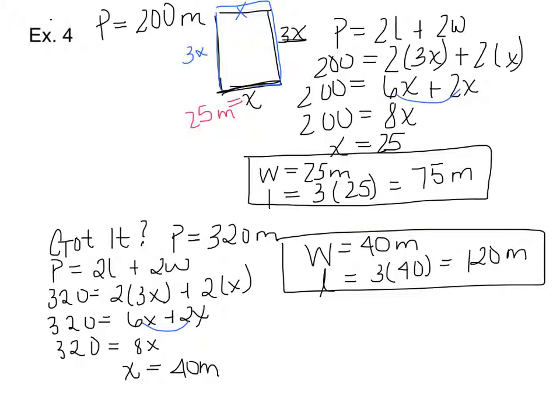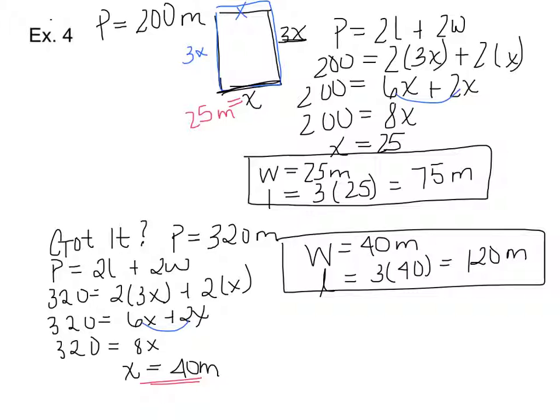Okay, we were using the same dimensions from above, but now our perimeter was 320 meters. So pretty much everything was the same on the right side, where we got 8x from our previous example. So this time, instead of dividing 200 by 8, we're doing 320 by 8, and that's how we got the 40 meters.